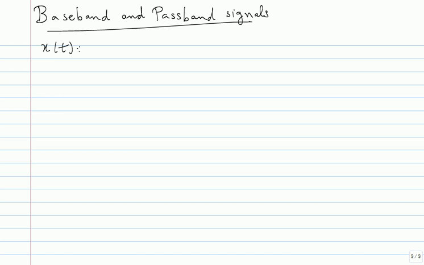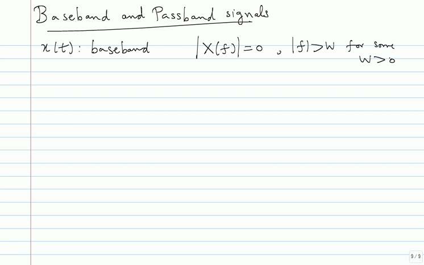x of t is said to be a baseband signal if the spectrum, the absolute value of x of f, goes to zero for mod f greater than W for some W. Okay, so this is a baseband signal. So by definition, all signals will be baseband, right? So you also need the other condition. x of f should not be zero within the band. Only then it becomes a real proper baseband signal. And you also want to think of W as a reasonably small number compared to the actual frequency at which you might be transmitting. So it should be a small number. So it's band limited to a small band in the baseband.